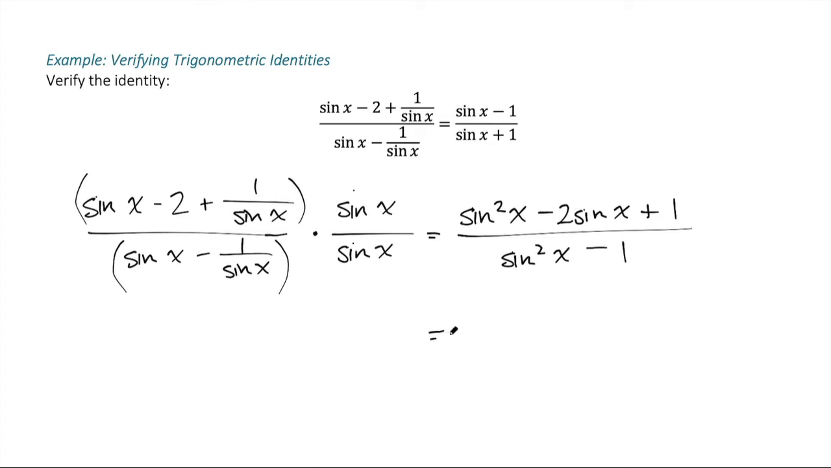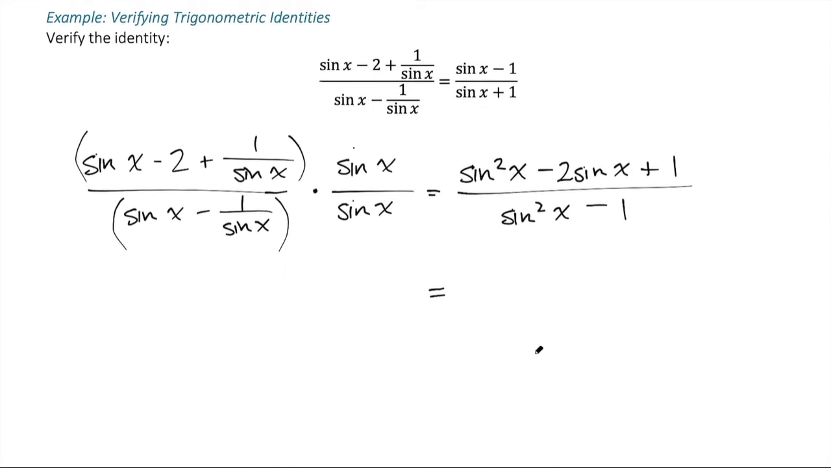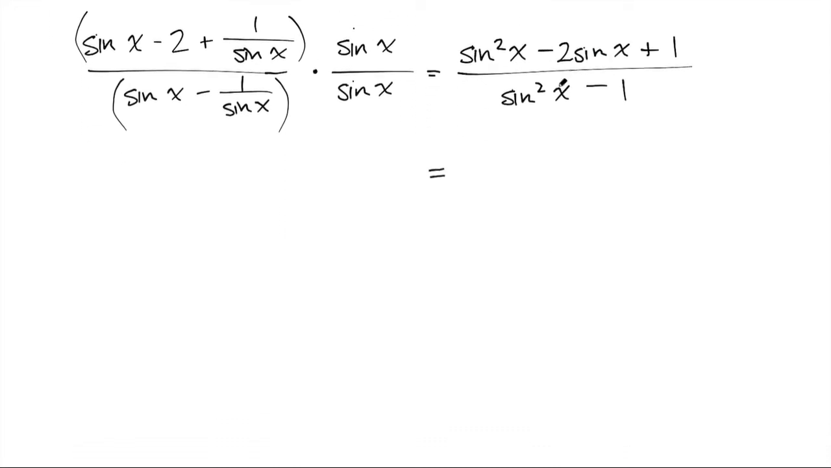Now, another thing that is often useful to look for is possible factorizations. So I want to know, can I factor the numerator and denominator here? And both of these actually we should recognize as things that we can factor. Both of them are quadratics in sine of x. Okay, I've got a sine squared minus 2 sine plus 1.